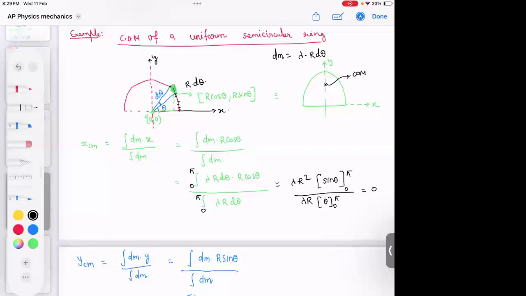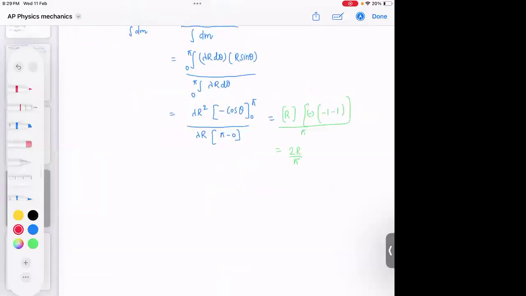It comes at 2r by pi distance from the center. Calculate it for the semicircular disk. Find the center of mass of what kind of disk? Uniform semicircular disk.